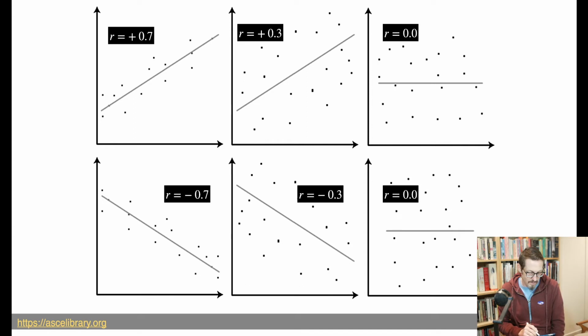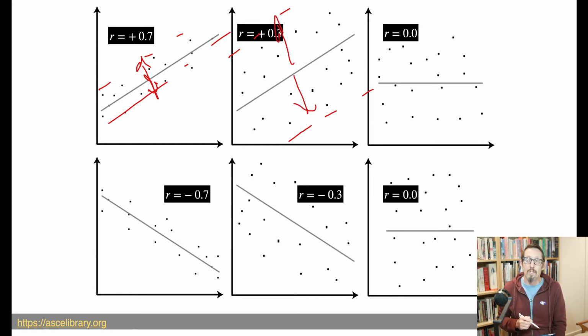See, these data here are all relatively close in around the line. These data here are pretty far away from the line in comparison. So the top row is 0.7, 0.3, and 0, which is just, again, a blob. 0 is just a blob. It doesn't have a line, really.